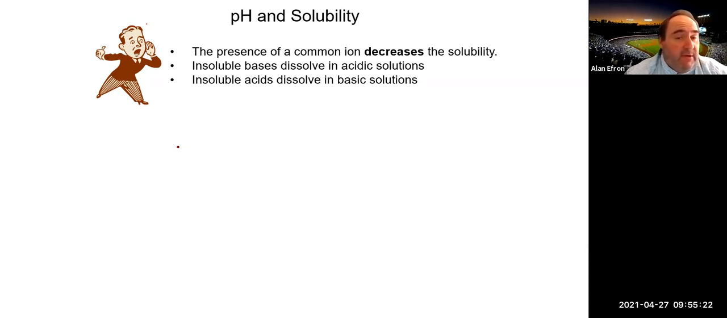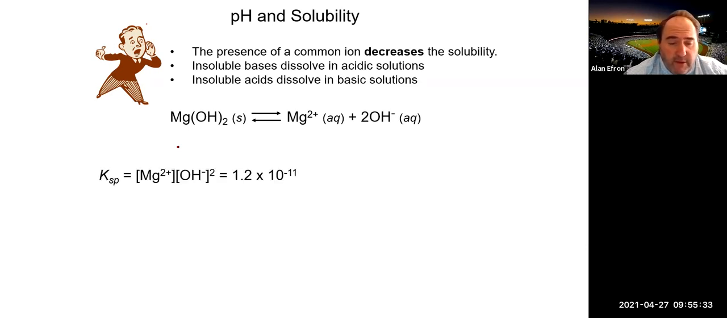And if we have an insoluble acid, it typically will dissolve in basic solutions. So let's take a look at one here, like magnesium hydroxide. If we were to write the KSP expression for magnesium hydroxide, again, it would be our product, so the concentration of magnesium ions times the concentration of hydroxide. Again, here we would square it because of the coefficient that we see here.